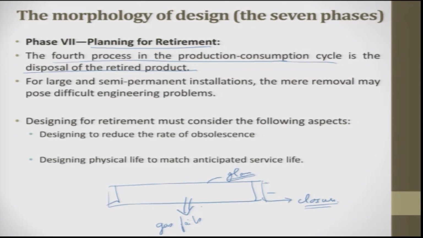So, I go to a shop and give this tube light which is not performing, and ask him to refill the gas and start using it. The disposal of the retired product is very important, or reusing the product is also thought about. So, after retirement, what is to be done has to be thought of. So, this is phase 7. For large and semi-permanent installations, the mere removal may pose difficult engineering problems. So, designing for retirement must consider the following aspects: design to reduce the rate of obsolescence, and designing physical life to match anticipated service life. This is what I was trying to talk about with respect to the tube light example.